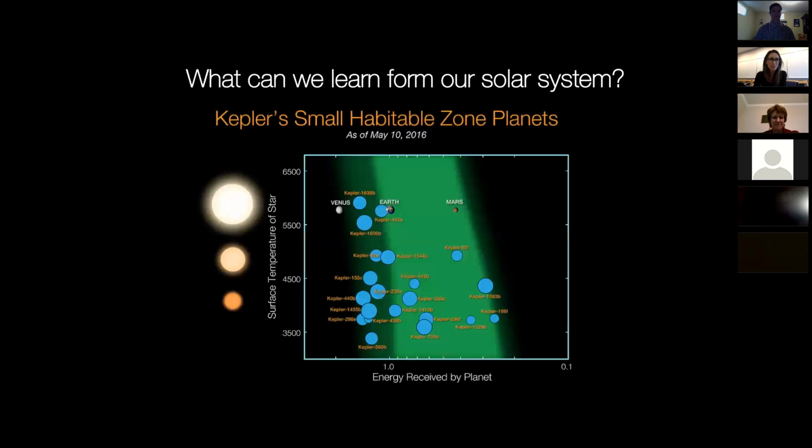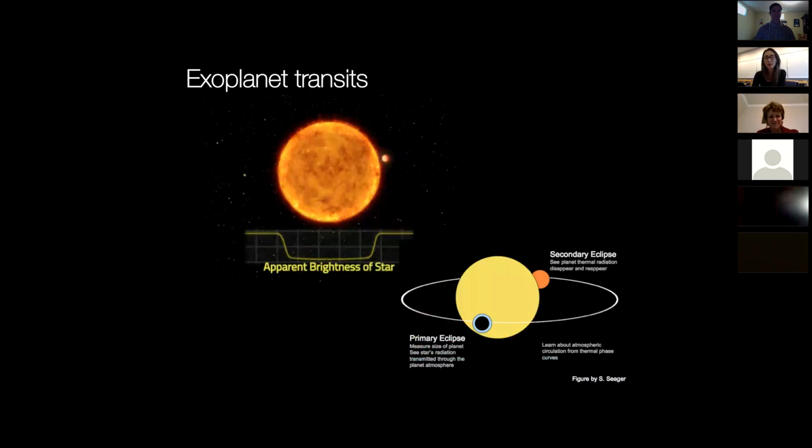But that's incredible because it's really hard to do. And here's an example of why. When a planet transits, what's happening is that it's going in front of the star and blocking some of that sunlight. So there's a dip in its light curve. And that means that there's a primary eclipse and a secondary eclipse as it goes around. This is important because this is how we start to sense the atmospheres of exoplanets.